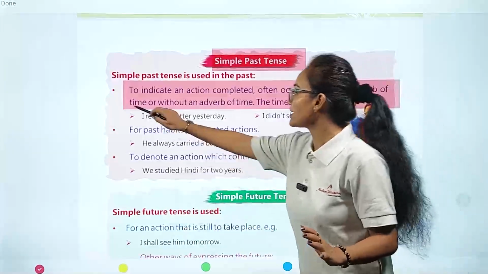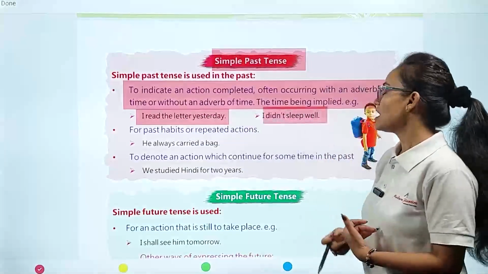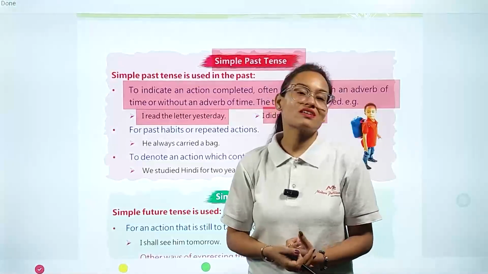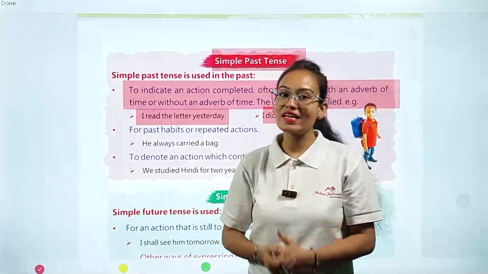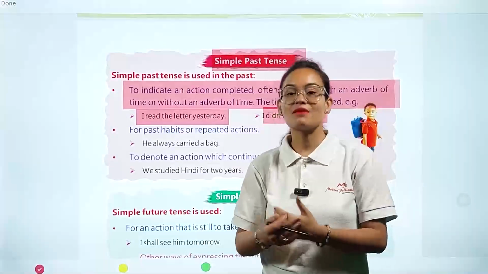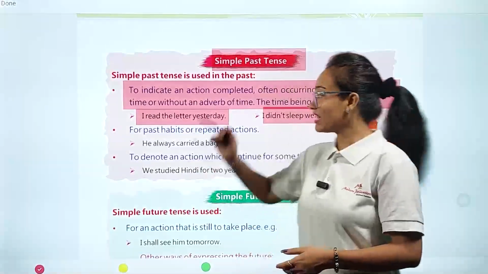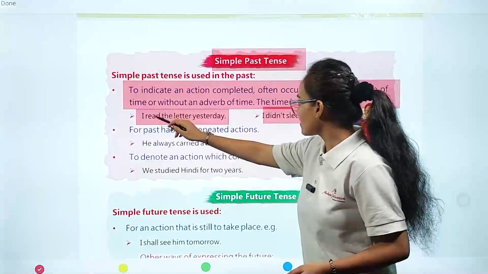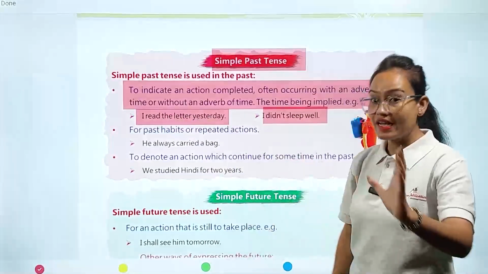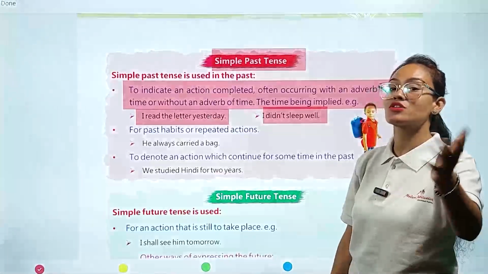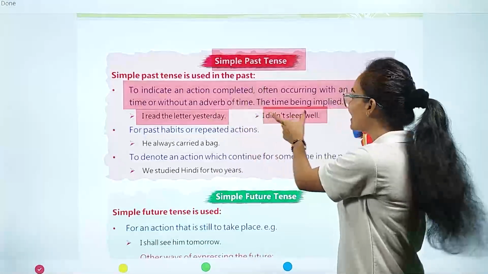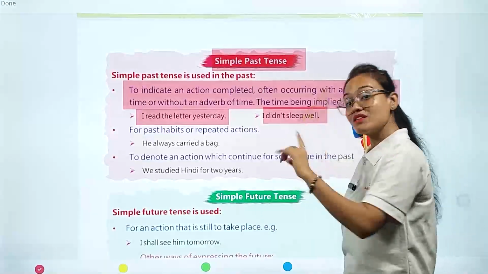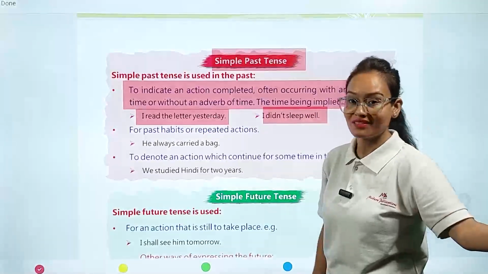Example, you can see, I read the letter yesterday. I didn't sleep well. Here the action is already performed, but we don't know the exact time. Sometimes we know the exact time when the action is performed, but sometimes we don't. In both cases we use simple past tense. I read the letter yesterday: here we know at what time this action is performed, yesterday. I didn't sleep well: in this case, the action is already performed, but we don't know about the time.